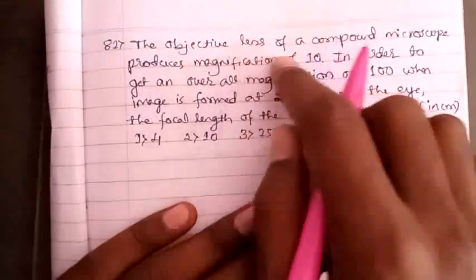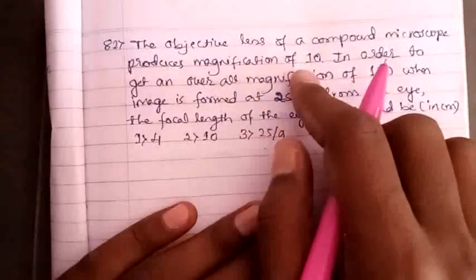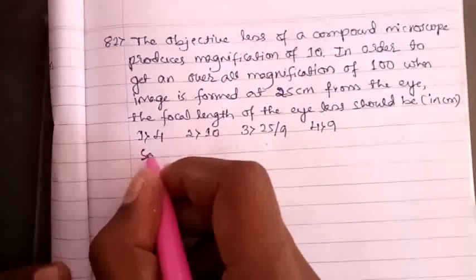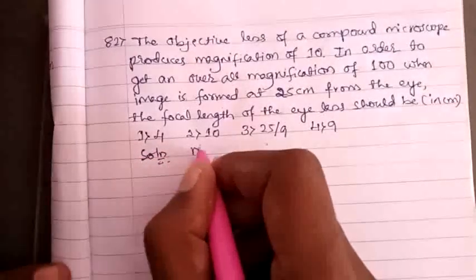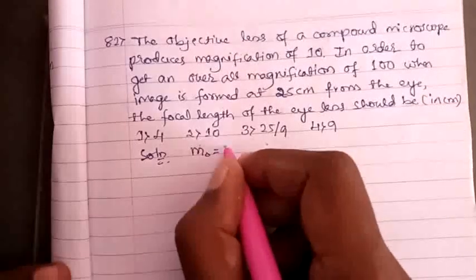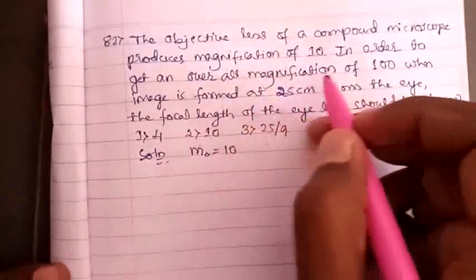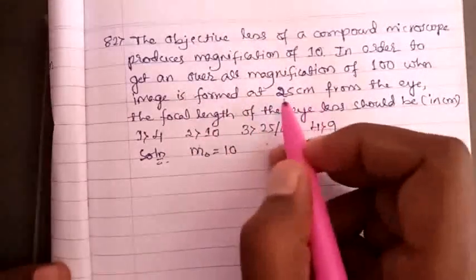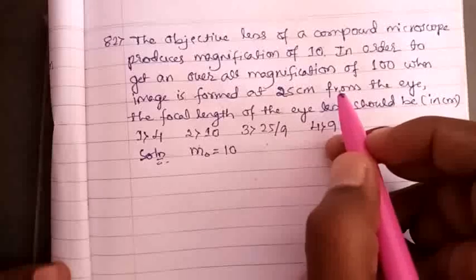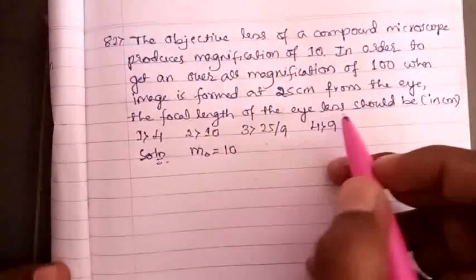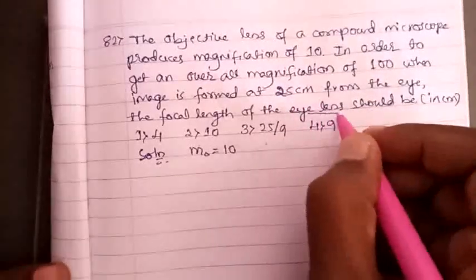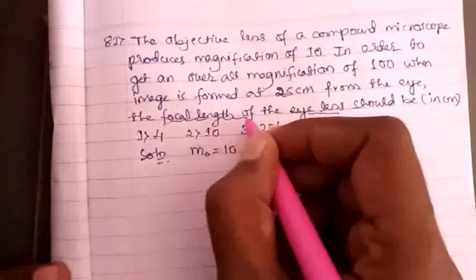The objective lens of the compound microscope produces a magnification of 10. Means the magnification produced by the objective lens is given, that is MO is equal to 10. Next, in order to get an overall magnification, means a total magnification, of 100 when the image is formed at 25 centimeter, which is the least distance of distinct vision from the eye, what is the focal length of the eye lens? We have to find FE.